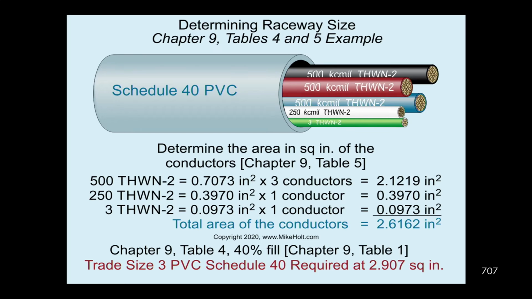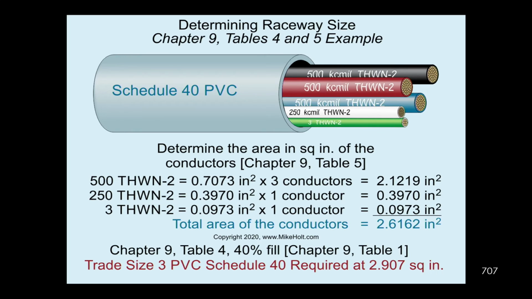Then we'll take that to our Schedule 40 PVC. Why? Because the picture shows Schedule 40 PVC. We're going to go back to Table 4 and find Schedule 40 PVC. That's going to be the middle of page 719. Which column are we going to use? We're going to use the 40% column, because I have over 2 wires. So we're going to go down until we find something that will accommodate 2.6162.